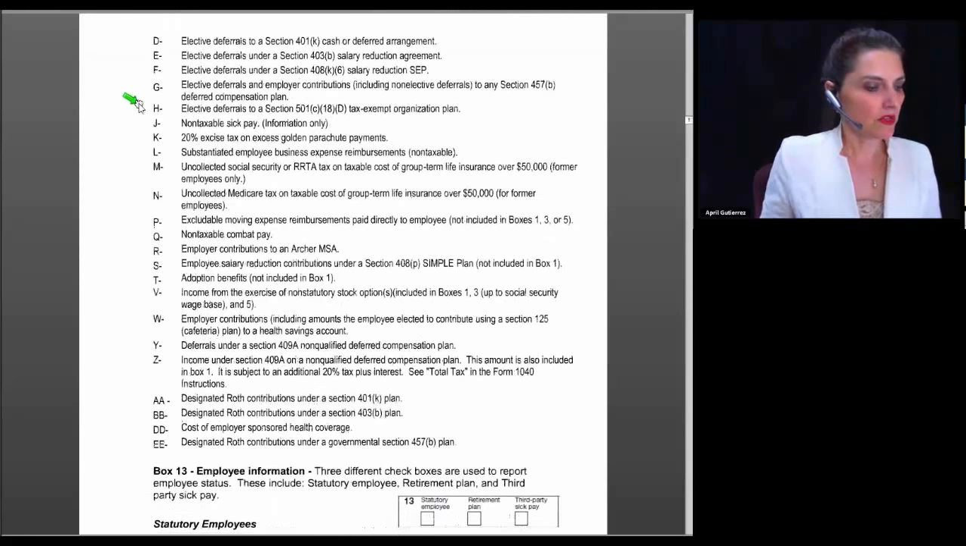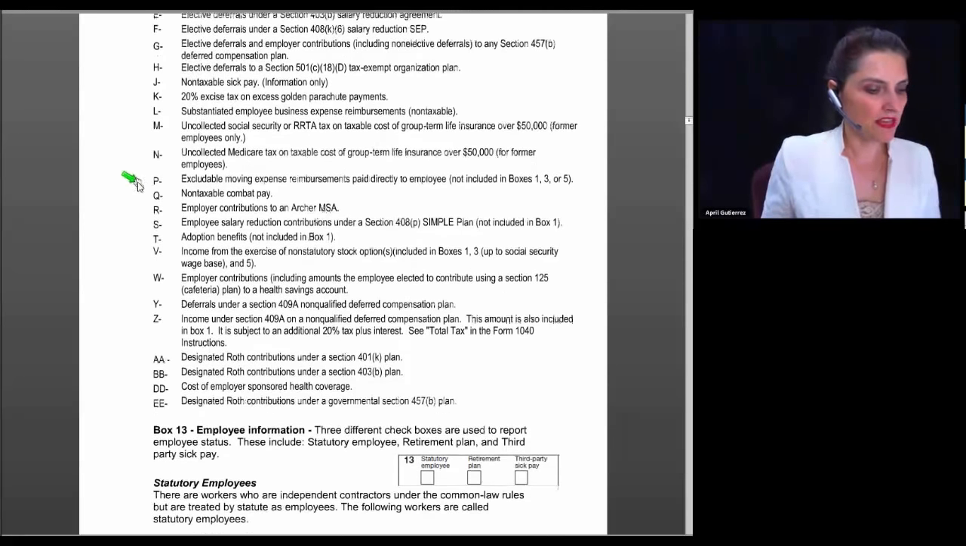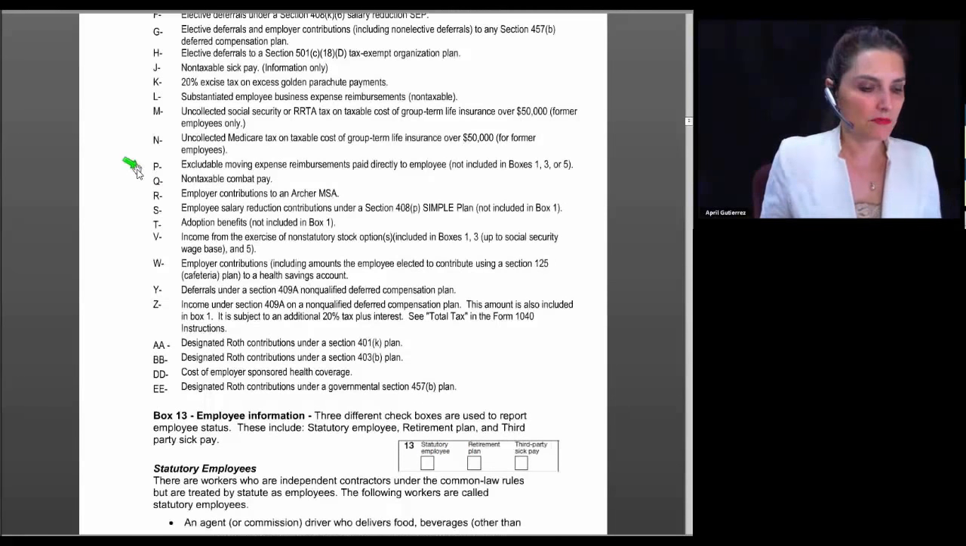And then we keep going, we can see Code G, elective deferrals and employer contributions to any Section 457 deferred compensation plan. Code J, I see that fairly often, that's non-taxable sick pay. And the list goes on. Here's another one, P, excludable moving expense reimbursements paid directly to the employee.